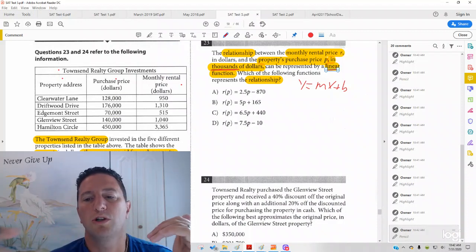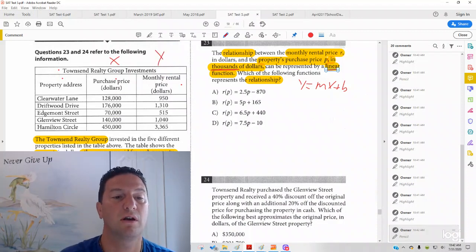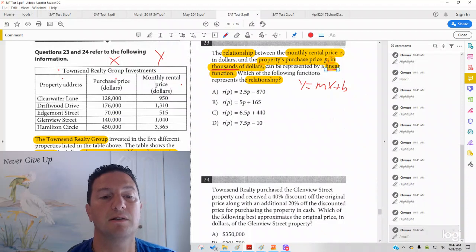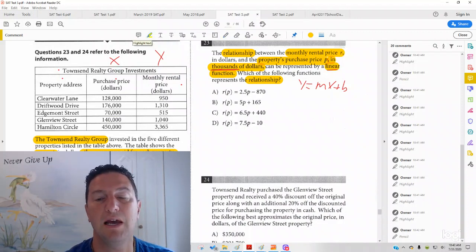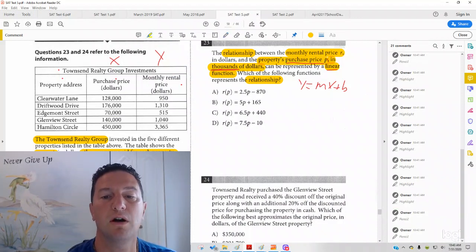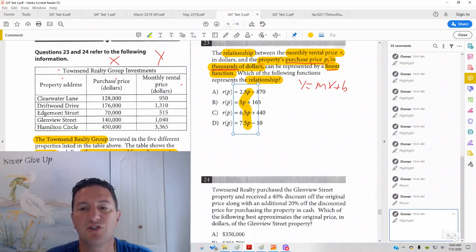So which one's my X and which one's my Y between my R and my P? Well, usually you don't make a YX chart, you make an XY chart. So let's make sure that that corresponds. So purchase price is P, as it says up here. And sure enough, when you go to your answer choices, the P is what the numbers are attached to.